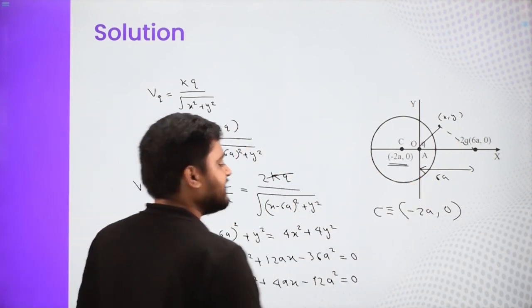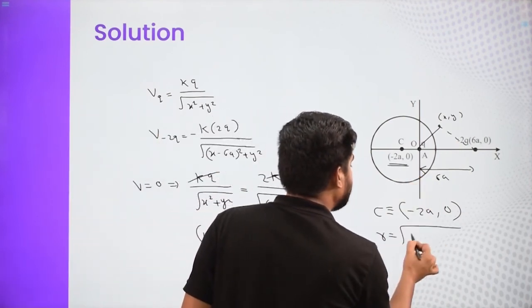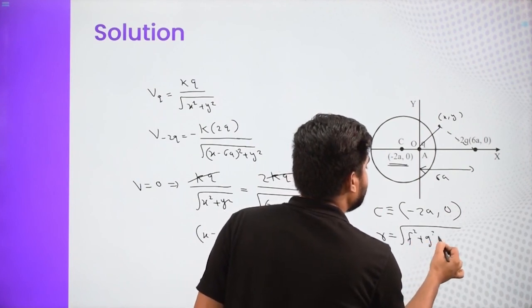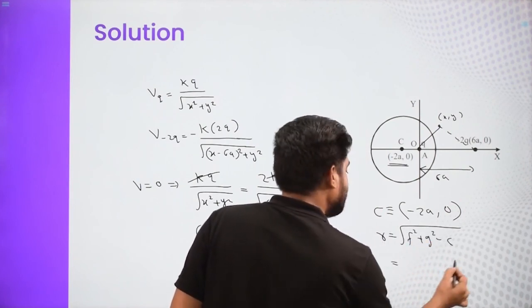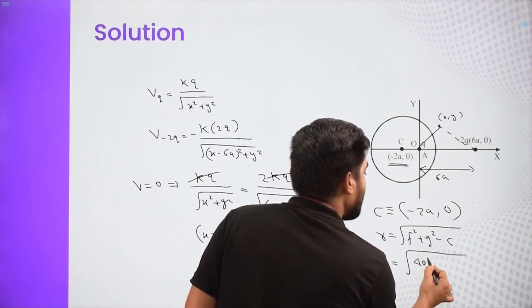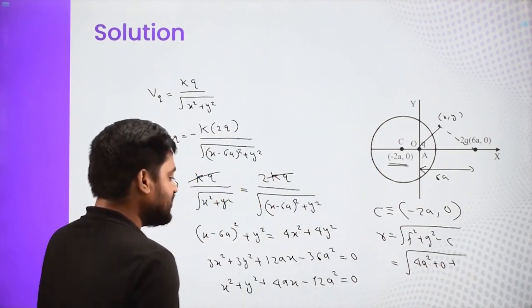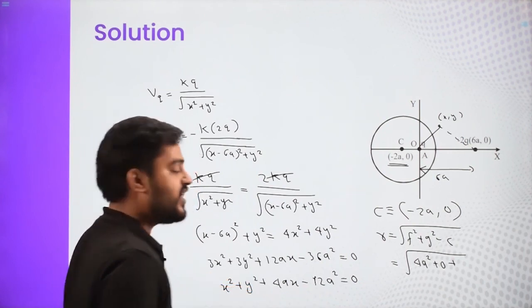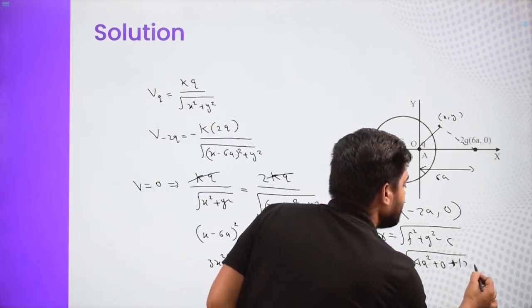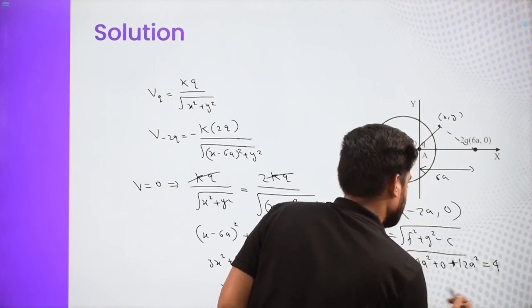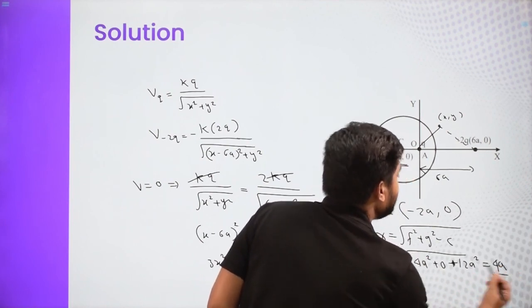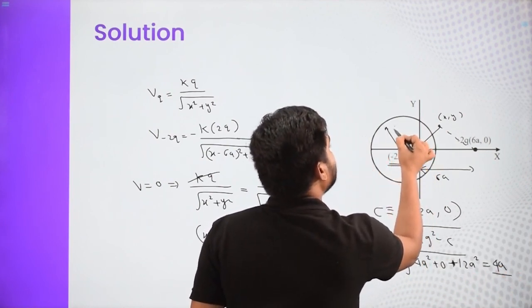And what about the radius? Radius is nothing but root over f square plus g square minus c. So that is going to give me 4a square plus 0 minus c. Here it is minus of minus 12a square, so plus 12a square. And that will give me 16a square, so 4a. So the radius is going to be 4a.